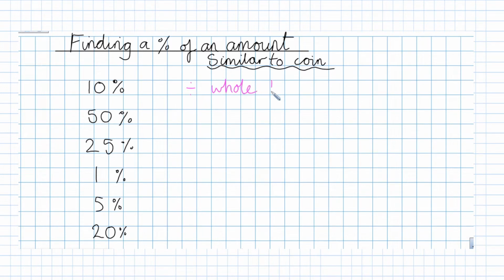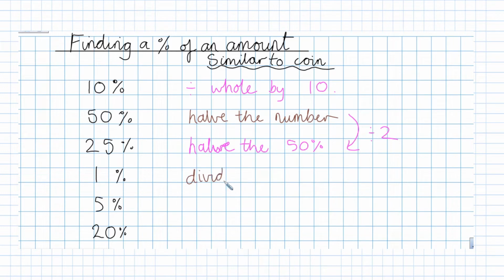So to find 10%, we're going to divide the whole by 10. To find 50%, we're going to halve the original quantity. We're going to halve the number. 50% is equivalent to a half. To find 25%, we're going to halve the 50%, which essentially is divide by 2, divide by 2. That is the same as dividing by 4, because 25% is 1/4. To find 1%, we're going to divide the original quantity by 100. Because percent means 1 out of 100, and here we've got 1 out of every 100.